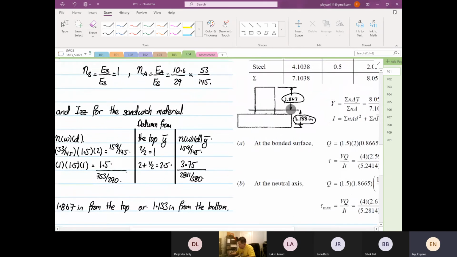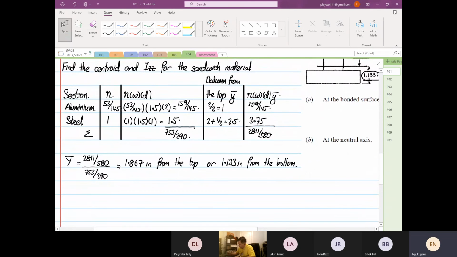I want you to have the confidence to look at this. Regardless of the reference material you take, the answer should be the same. But you have to be cautious in some sense. For our case, we took steel as the reference material.